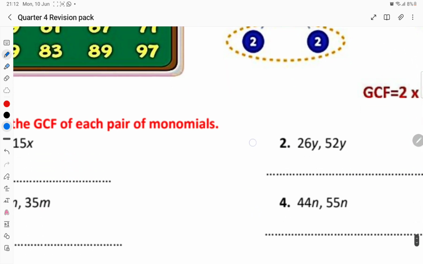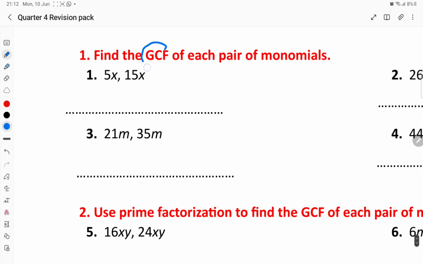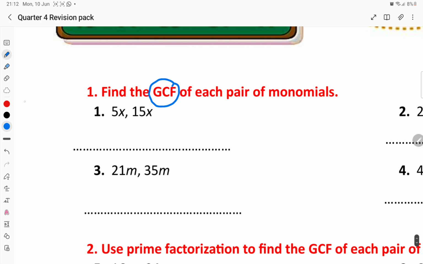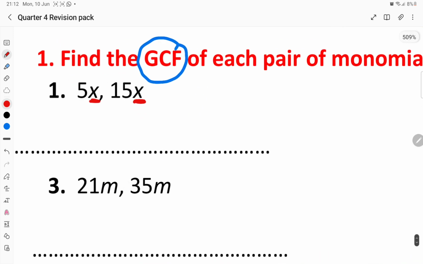So let's see together. How do we find something called the GCF? GCF is the greatest common factor, the largest common factor. What is the common factor here? By naked eye you can see that x is common. 5 and 15, which timetable? Mentally you can say that this is timetable 5, and this is correct.